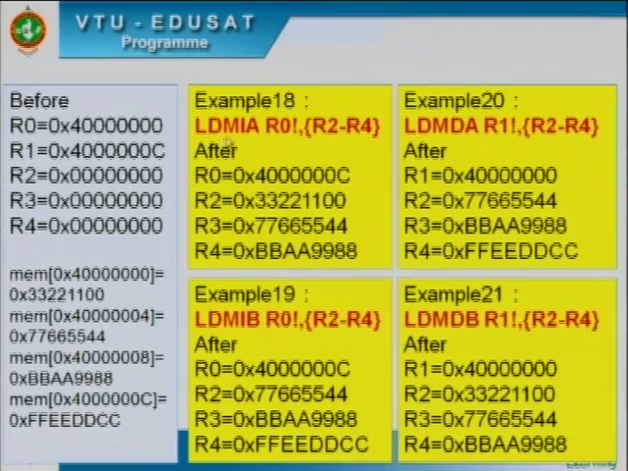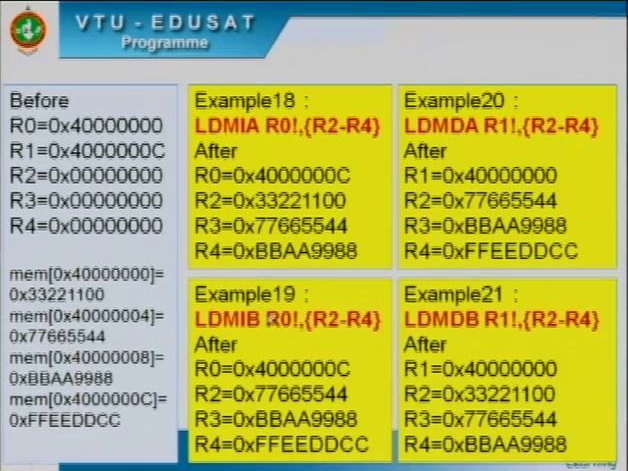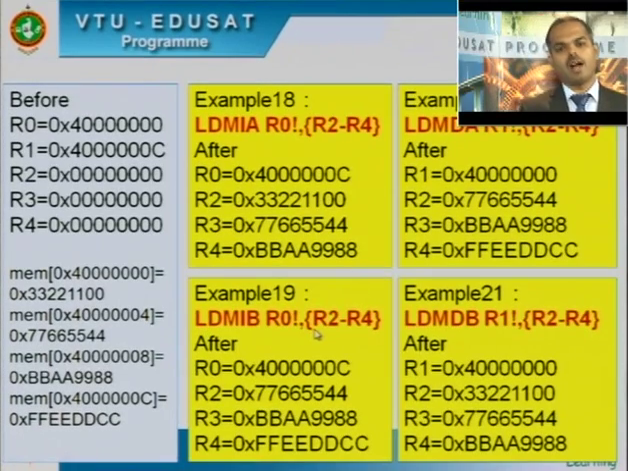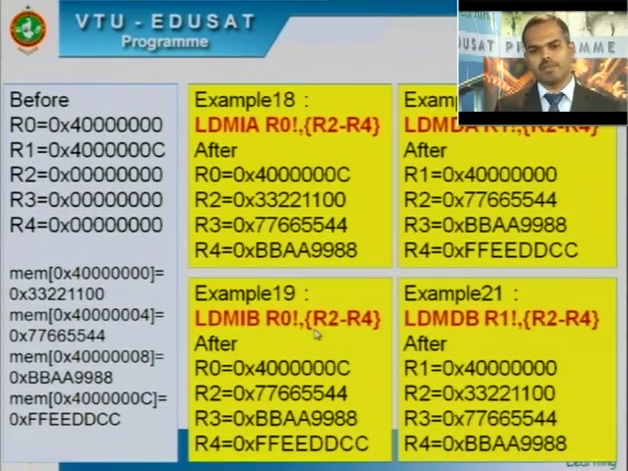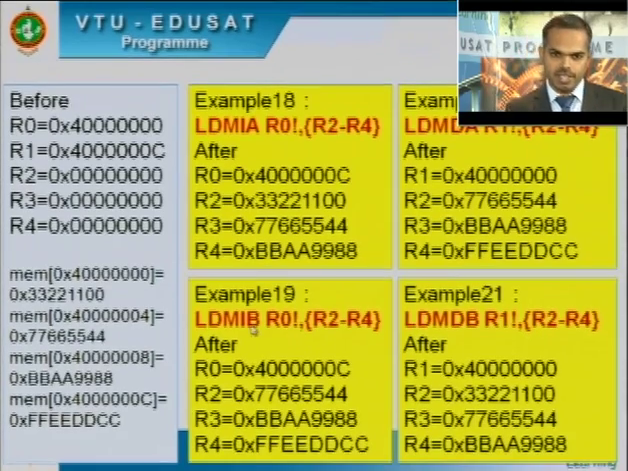With this clear understanding of one instruction, the similar examples will fall in line. Let's see example 19. LDMIB, R0 with exclamation mark, comma, R2 hyphen R4 in the curly bracket. What does this say? Load multiple registers, increment before. R0 holds the base address, then R2. What happens with this instruction?